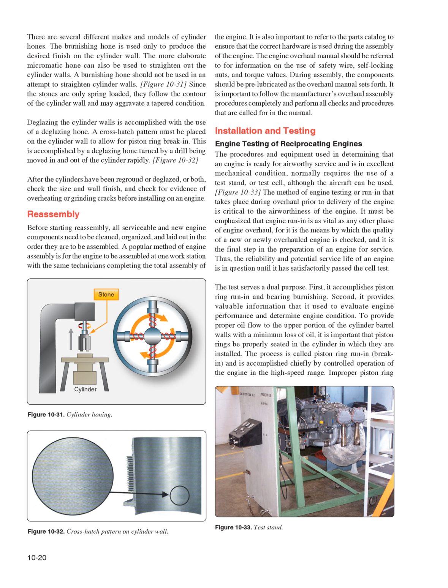A crosshatch pattern must be placed on the cylinder wall to allow for piston ring break-in. This is accomplished by a deglazing hone turned by a drill being moved in and out of the cylinder rapidly. Figure 10-32: after the cylinders have been reground or deglazed, or both, check the size and wall finish, and check for evidence of overheating or grinding cracks before installing on an engine.